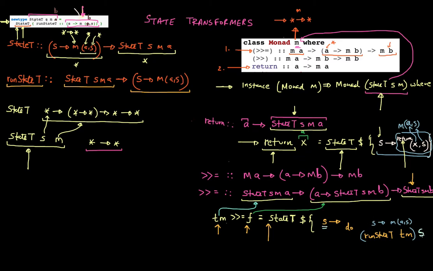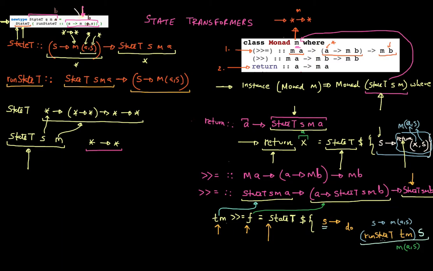I'm passing in that parameter s, and this entire piece is now going to contain a monadic value of the type m. Let me use green here. So this is going to have some value of the following kind. Just keep this in mind.